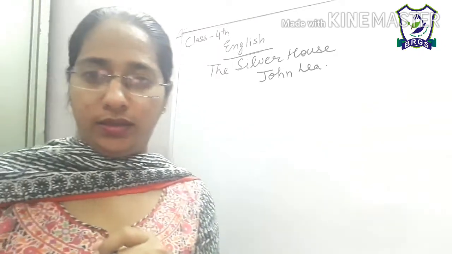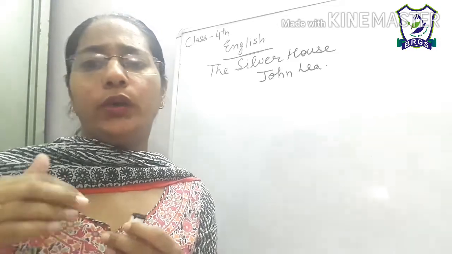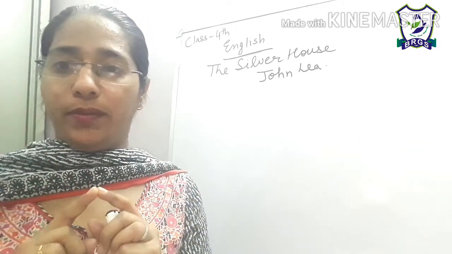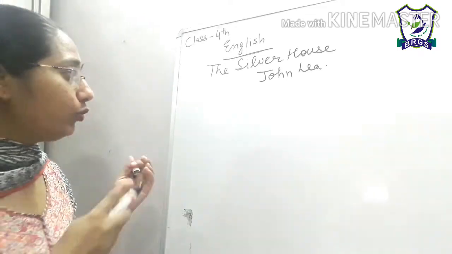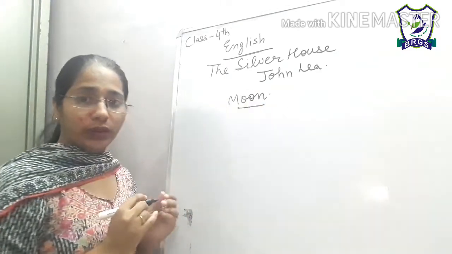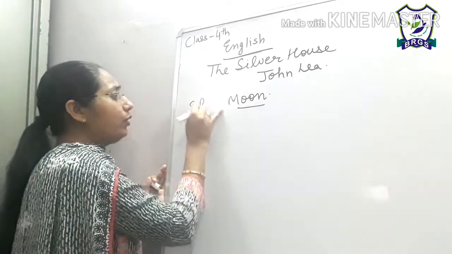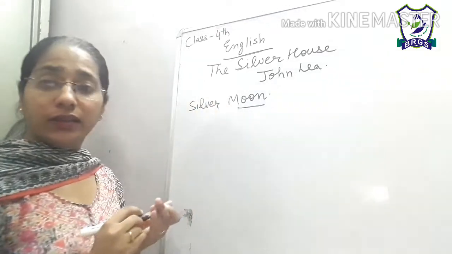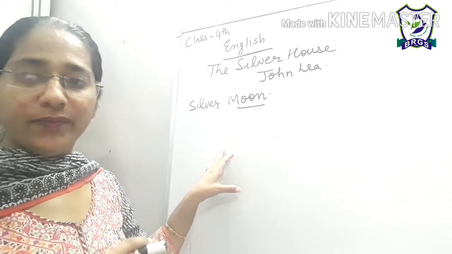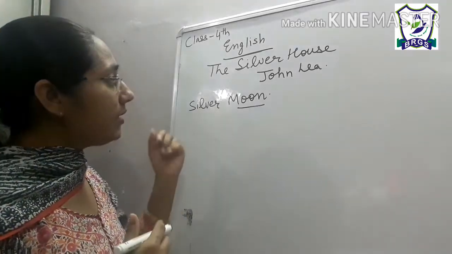Okay, I am giving you a hint so that it will be easy for you to guess. Tell me, what do you see up in the sky at night that is round in shape? Yes, it is the moon. Okay, can we call it the silver moon? Yes. Why do we call it silver moon? Is it made of silver? No, it looks like silver, right? It shines like silver. So the color of the moon is silver.